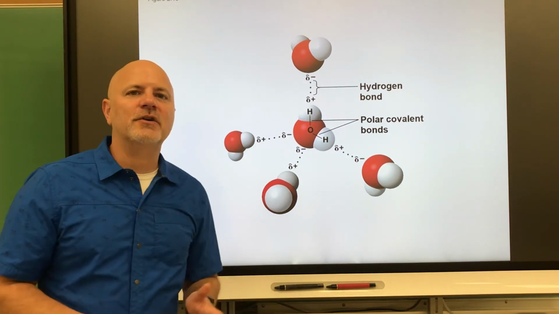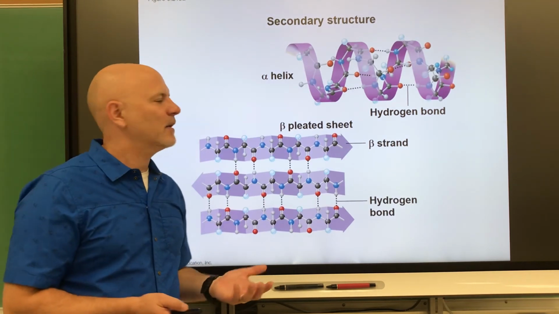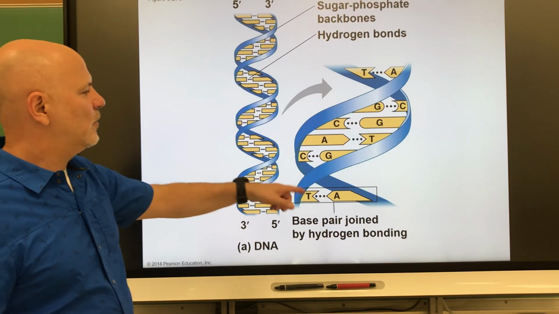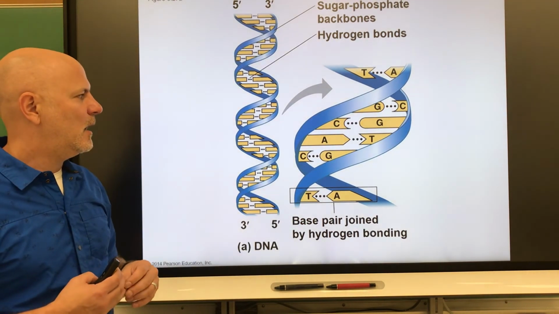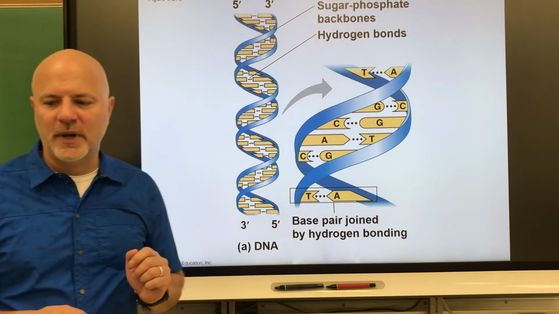So this is going to hold those molecules together. Now this can also occur within a much larger molecule. So this is showing different sections out of proteins. And then when we talk about DNA, DNA is a double-stranded molecule. So those two strands are held together by hydrogen bonds.